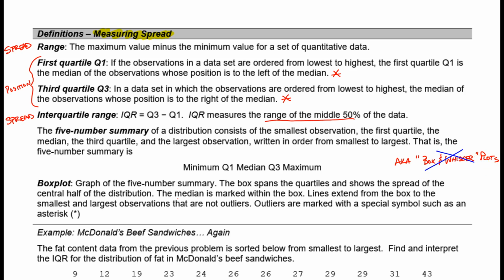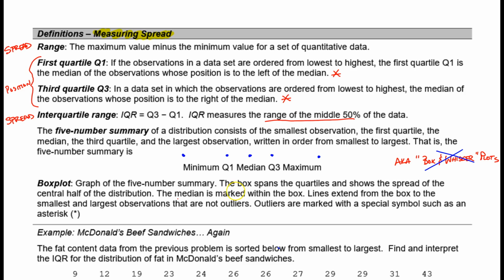Okay, so a box plot is just a graph of the 5-number summary, and I'll show you an example right above this 5-number summary definition. We're going to have a point at the minimum, a point at Q1, a point at the median, a point at Q3, and then a point out at the maximum. Okay, so we've got those 5 numbers marked on a number line.